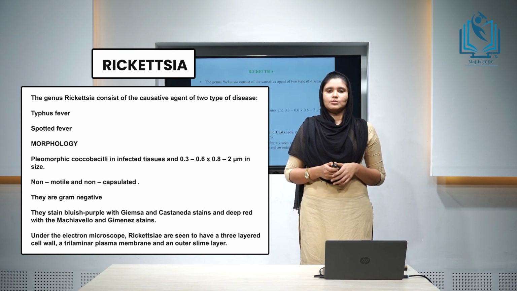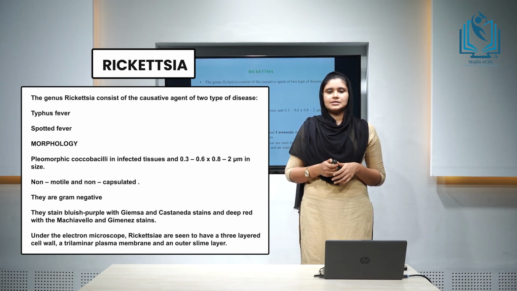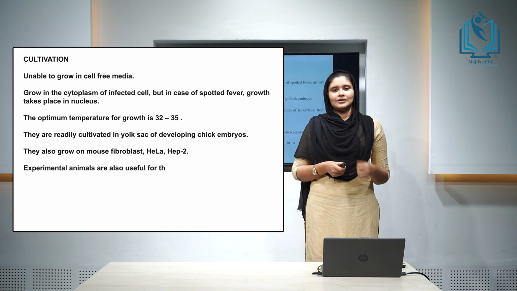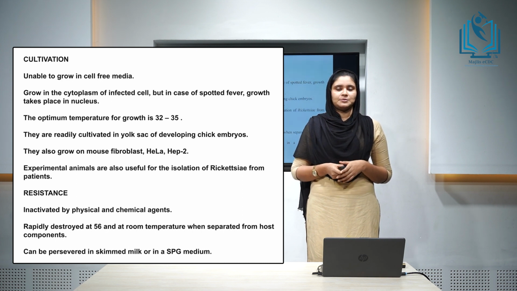Rickettsia are gram-negative bacilli, similar to bacteria, and exist as coccobacilli. Sometimes they exhibit pleomorphism, and their size is 0.3 to 0.6 by 0.8 to 2 micrometer, and they are not cultivated in cell-free media. Okay, next is about the cultural characteristics of Rickettsial species.